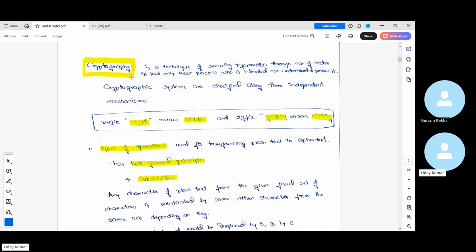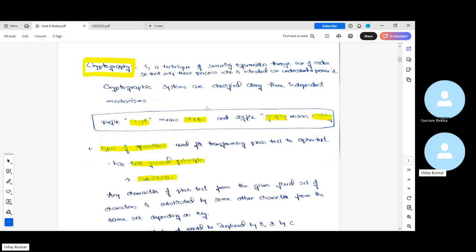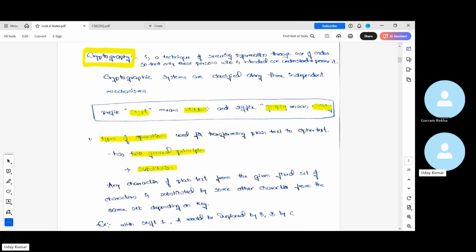Next, cryptography. The definition of cryptography is a technique of securing information through the use of codes so that only those persons who are intended can understand and process it. It is classified along three independent mechanisms, students. I'll be explaining the three. Before that, the prefix crypt means hidden, and the suffix graphy means writing. This is what you have to understand, the definition came from this prefix and suffix. So now let's go to the three independent mechanisms.